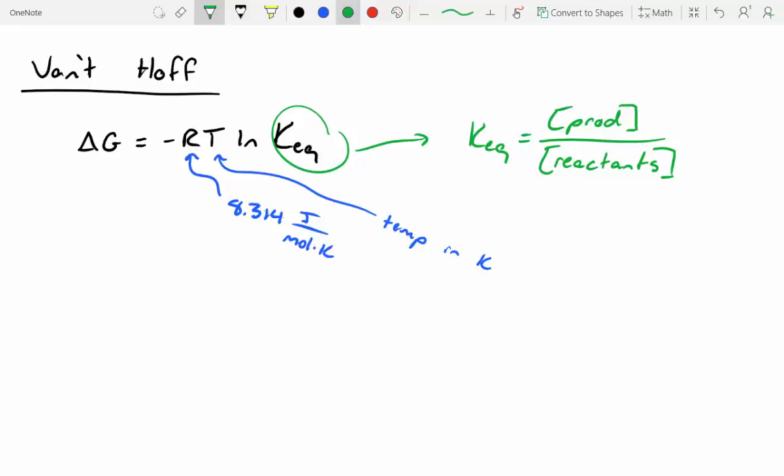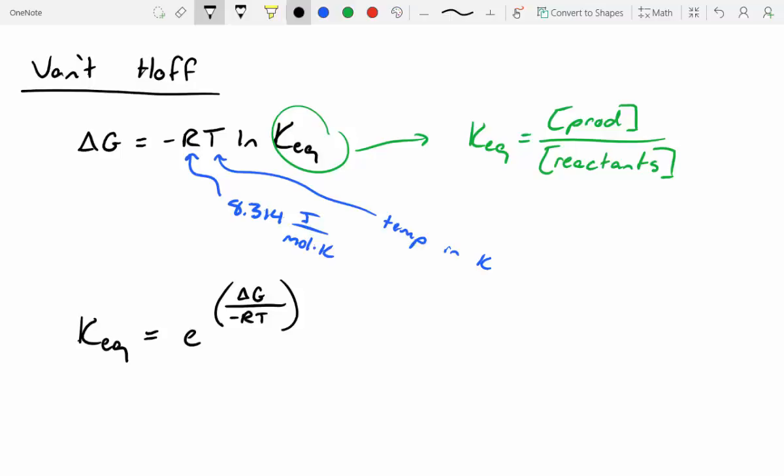All right, now let's reorganize this. What if I want to solve for KEQ and have that isolated on one side of the equation? Yeah, then we have to do some algebra. So if we reorganize this and solve for KEQ, then it would be E raised to the power of delta G over negative RT. So depending on what you're going to solve for, whether that's delta G or KEQ, you want to pick the appropriate equation.